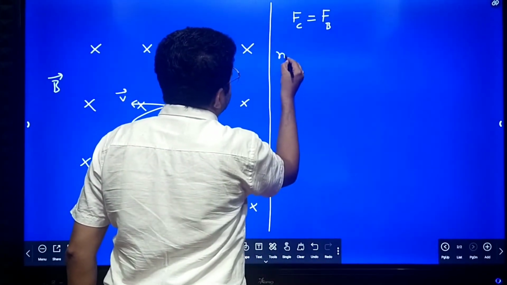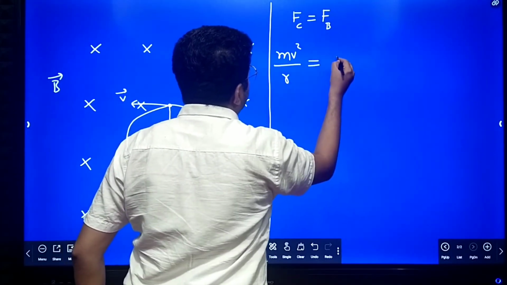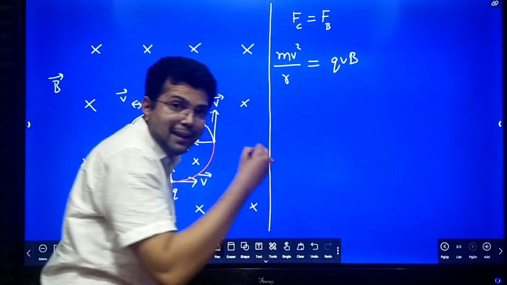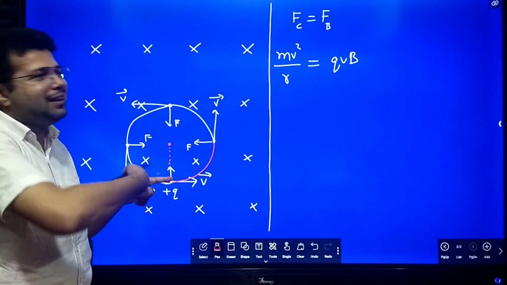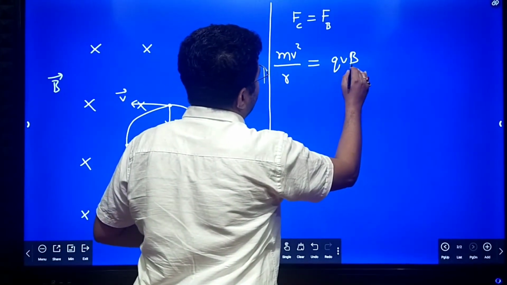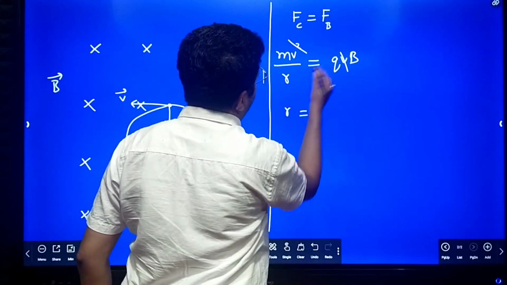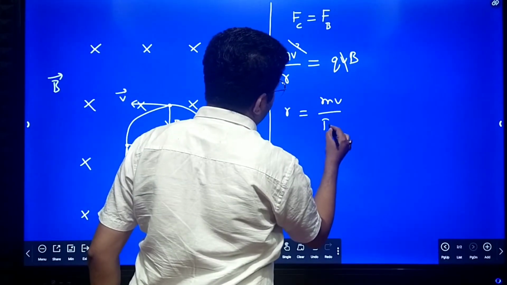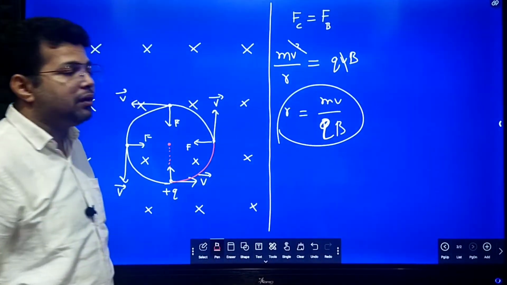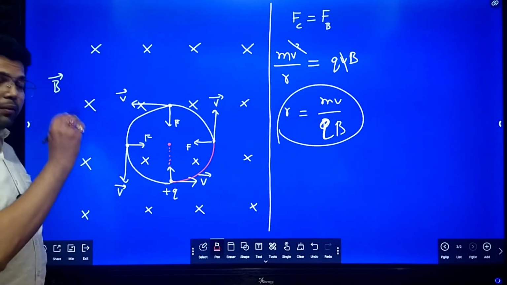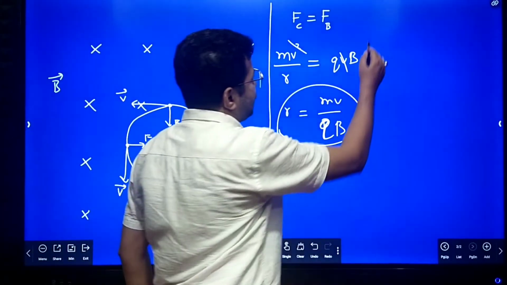What is centripetal force? Centripetal force equation is mv square divided by r. That is equal to magnetic force, which is qvB sine theta. What is the angle between velocity and magnetic field here? 90 degree. What is sine 90? Sine 90 is 1. So therefore, just qvB I'll write. So one v gets cancelled. Directly I can write r is equal to mv by qB. This is the equation for radius of the charged particle which is moving in a uniform circular motion in uniform magnetic field.